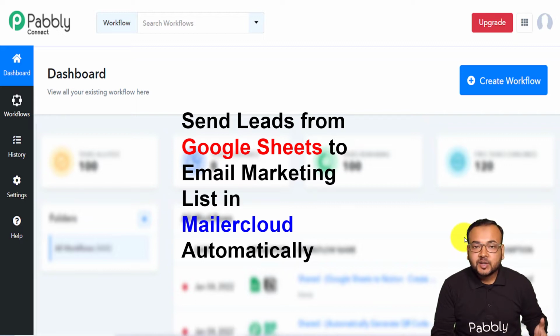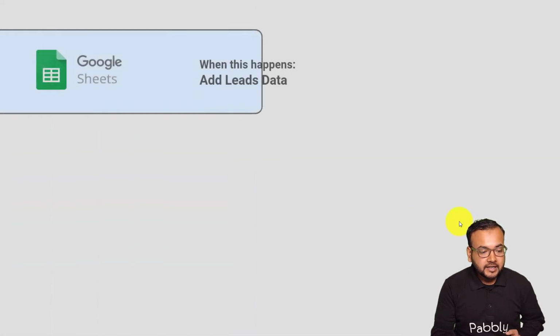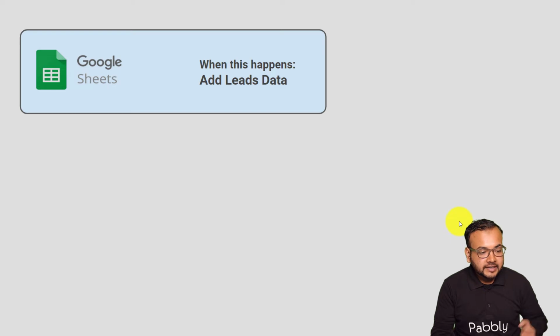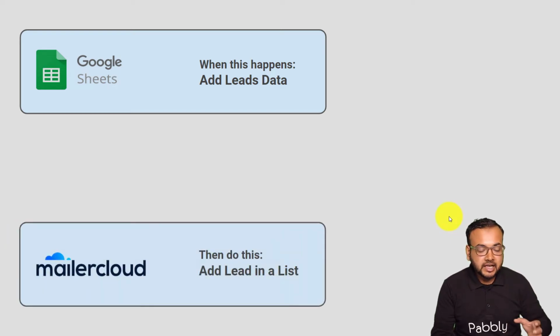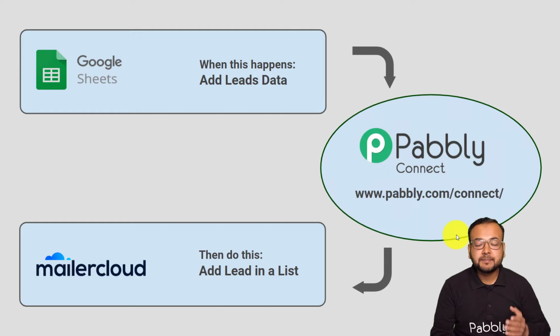Okay guys, so let's start setting up this automation together and let me show you the flow of this automation, how it will look like. So the flow of this automation will look like this. As and when you enter the data of the leads in a Google Sheet, the same lead will be traveled down to Mailercloud and will be added in a list. Okay. And to make this happen, we are using Pabbly Connect, which is an integration and automation tool. And the best part of creating this automation, guys, is that you will not require any coding skills or programming knowledge. So let us set up this automation together.